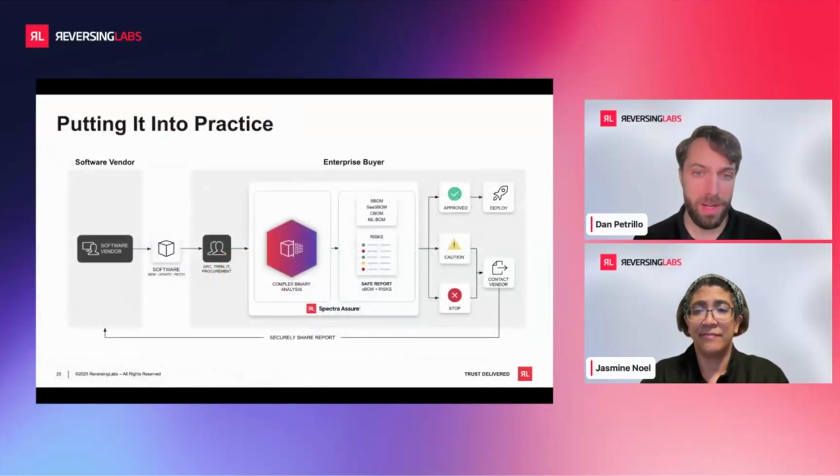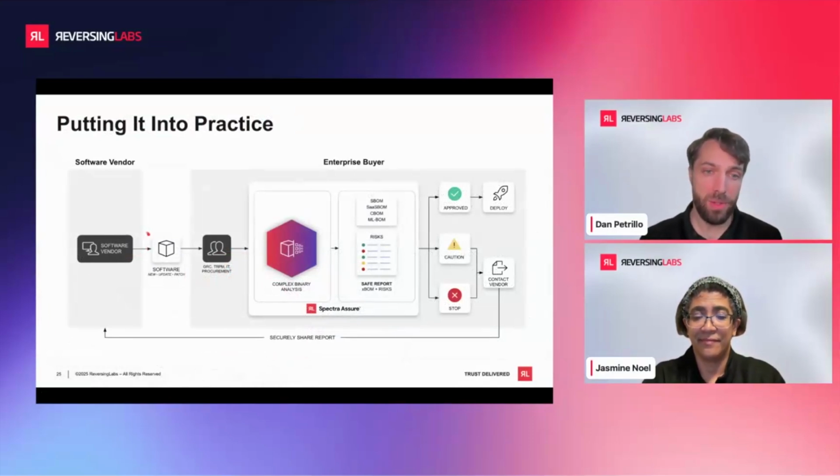Jasmine already kind of talked about a use case here, but I just want to talk about when you put it in practice, here's what it'll look like. I want to put it in practice for an enterprise buyer. So if you consume software, you run it through that complex binary analysis engine, you get all of your associated BOMs, which you can archive, which you can look at, but you also get that risk report. That's called a safe report, which tells you of any risks that are present. That'll give you an actionable plan.